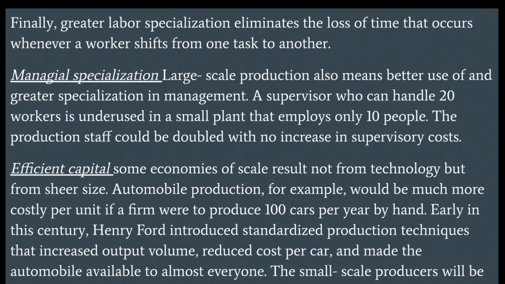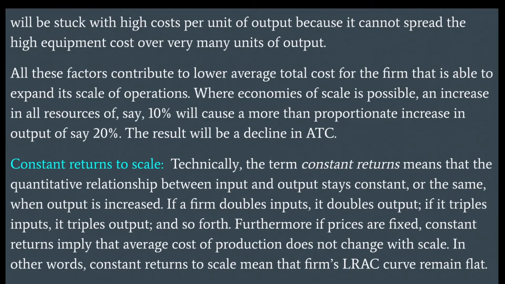Efficient capital. Some economies of scale result not from technology but from sheer size. Automobile production, for example, would be much more costly per unit if a firm were to produce 100 cars per year by hand. Early in this century, Henry Ford introduced standardized production techniques that increased output volume, reduced cost per car, and made the automobile available to almost everyone. The small-scale producer will be struck with high cost per unit of output because it cannot spread the high equipment cost over very many units of output. All these factors contribute to lower average cost for the firm that is able to expand its scale of operation.